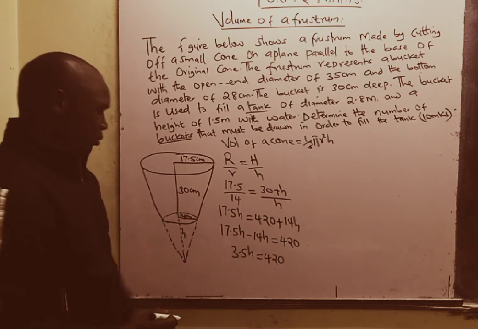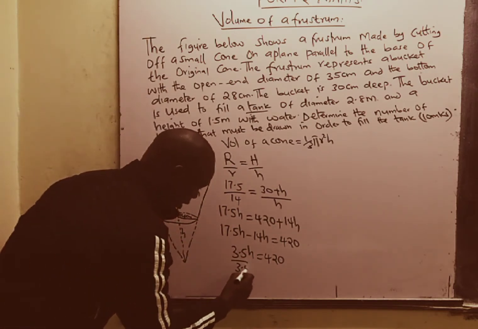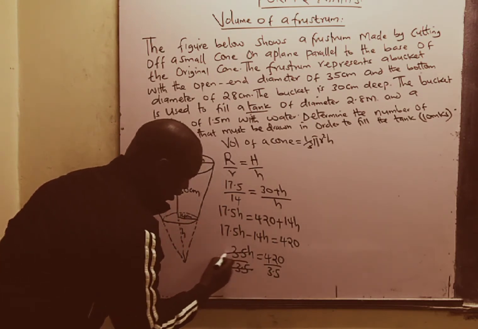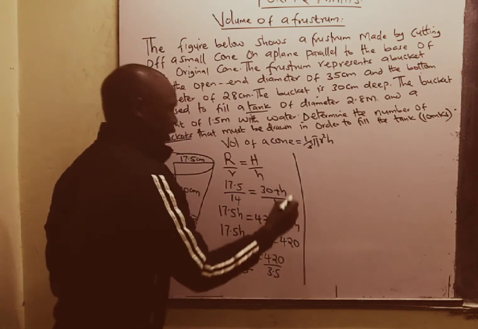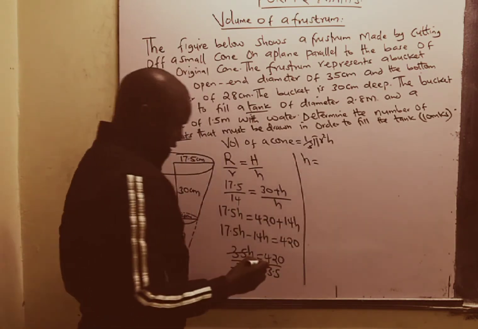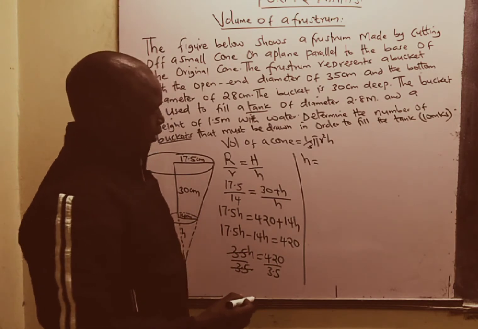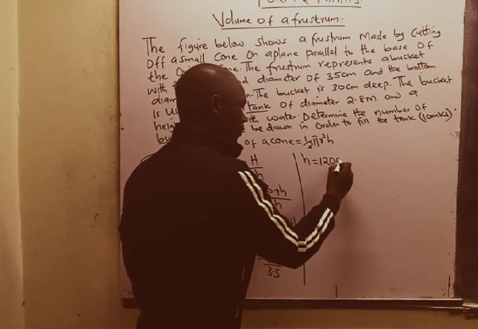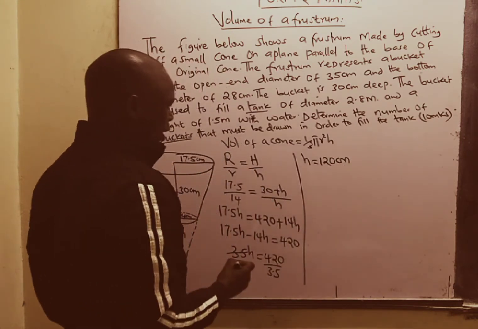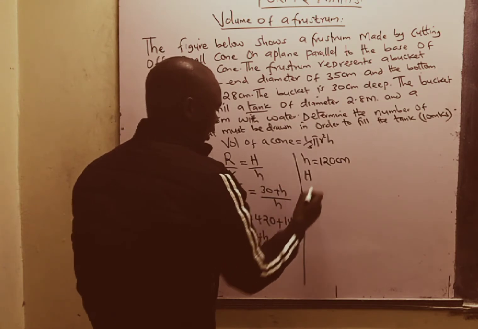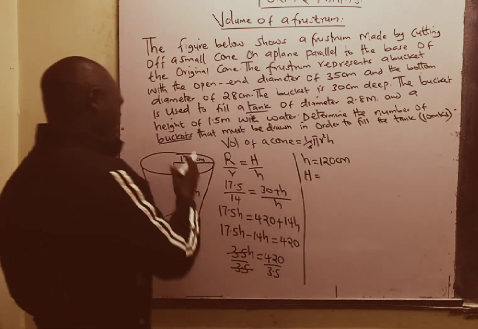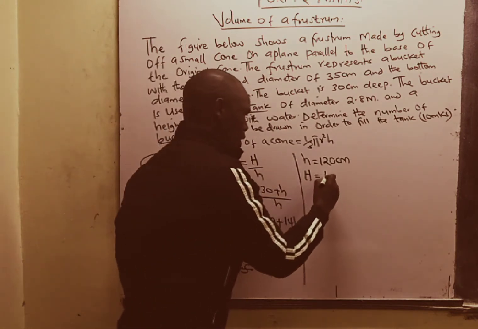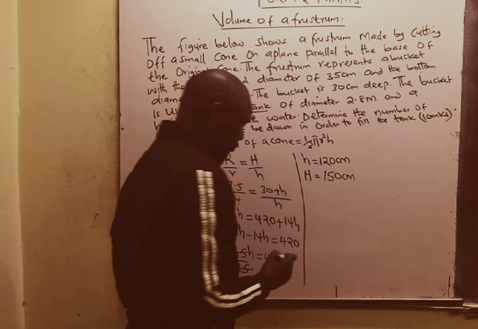To get the small h, we divide both sides by 3.5. The 3.5 and 3.5 cancel, so that we get h as 420 divided by 3.5, which gives us 120 centimeters. Once we have the smaller h, we can get the height of the bigger cone, which is 30 plus the smaller h, giving us 150 centimeters.